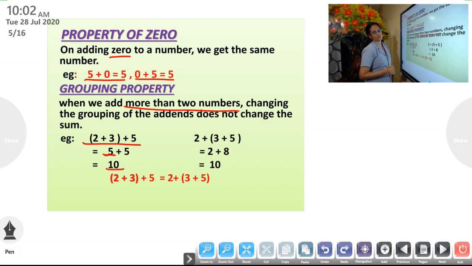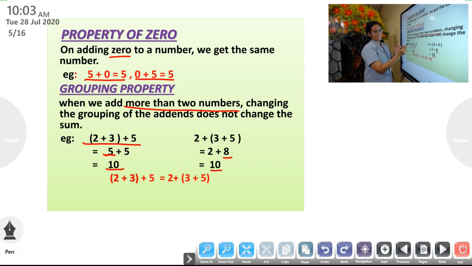You are getting 10. Now look at the next type. 2 plus 3 plus 5. See here what is given in bracket? 3 plus 5 is given in bracket. That means that you have to add 3 plus 5 first. What is 3 plus 5? It is 8. So now we will add 2 plus 8. 2 plus 8 is 10. So what you can observe here?